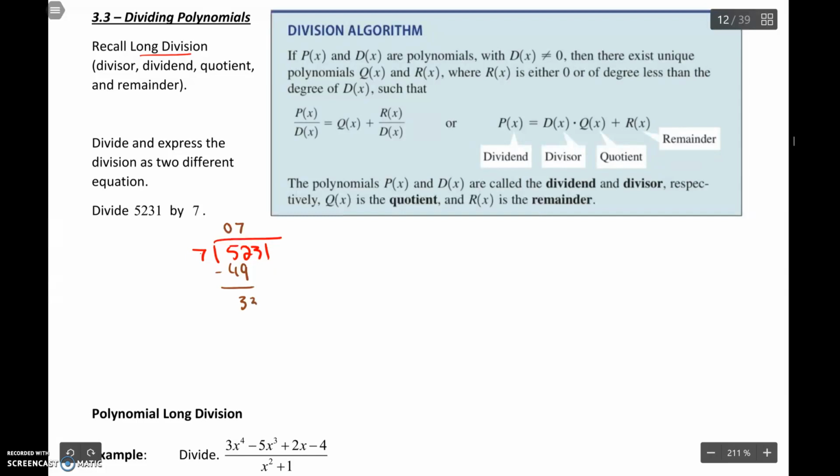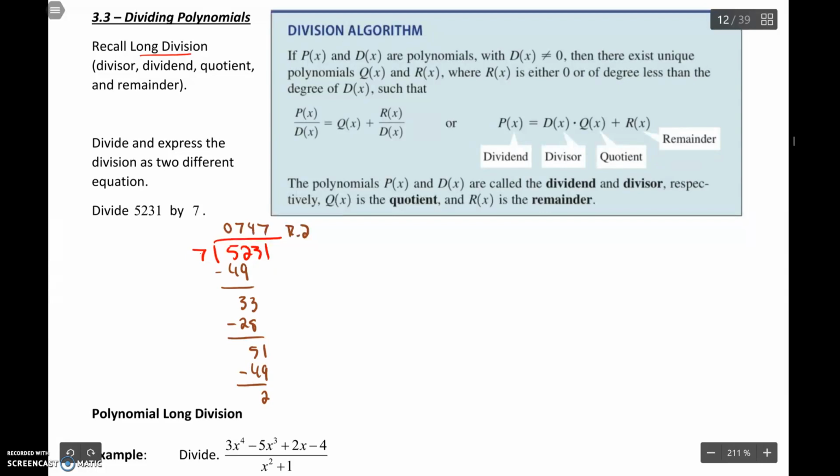Then I bring down the next number and see how many times 7 goes into 33. 7 goes into 33, I believe, 4 times. 7 times 4 is 28. I'm going to change the sign on that and add. I get 51. 7 times 7 again is 49. Change the sign, add, and I have remainder 2.